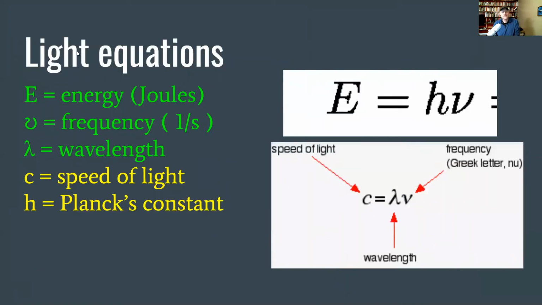So what are the light equations? Well, there are two that we're going to be dealing with. That's what's also on the College Board equation sheet. Energy is equal to Planck's constant times frequency, or E = hν. The other equation is c = λν, where c is the speed of light, λ is the wavelength, and ν is the frequency.